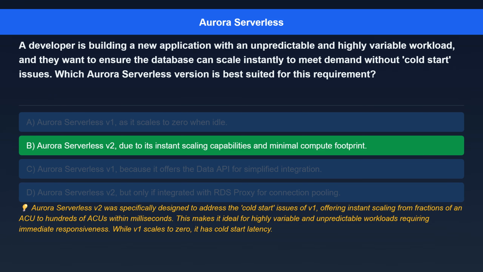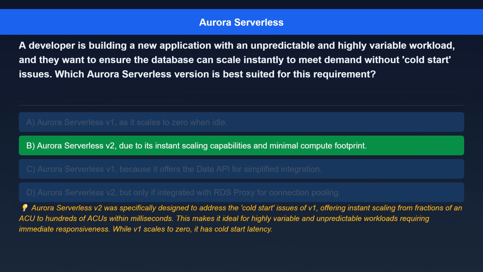The correct answer is Aurora Serverless v2, due to its instant scaling capabilities and minimal compute footprint. Here's the explanation. Aurora Serverless v2 was specifically designed to address the cold start issues of v1, offering instant scaling from fractions of an ACU to hundreds of ACUs within milliseconds. This makes it ideal for highly variable and unpredictable workloads requiring immediate responsiveness. While v1 scales to 0, it has cold start latency.